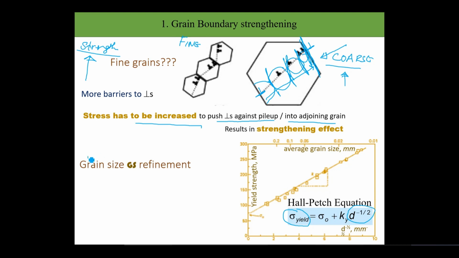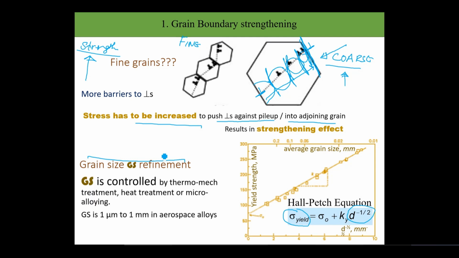This is also known as grain size refinement process. So normally in material science, if you have to increase the strength of the material, one of the options is to refine the grain size. And this grain size refinement is normally performed by thermomechanical treatments or heat treatments or microalloying, where you apply thermal and mechanical energy in a process to reduce the grain size.